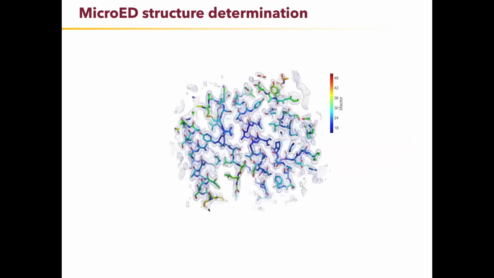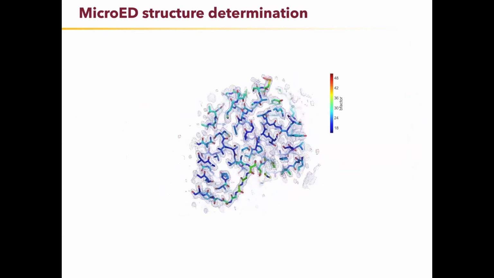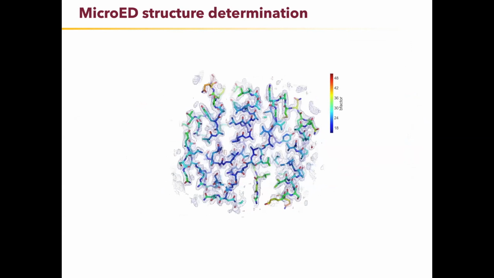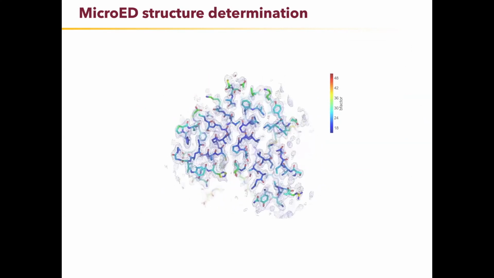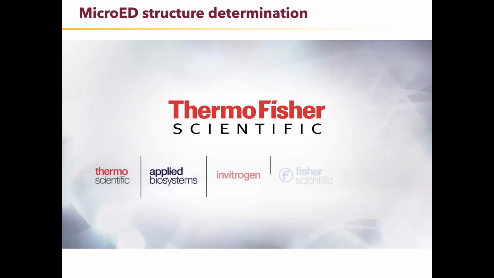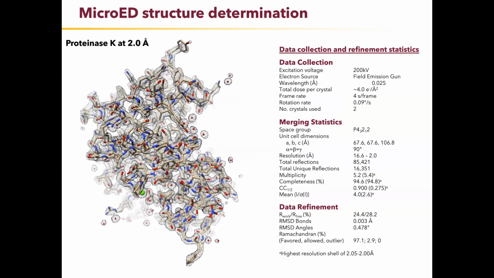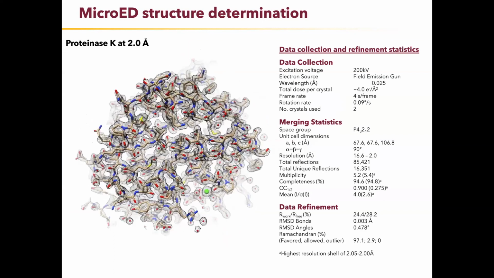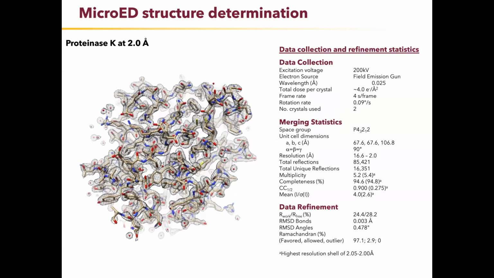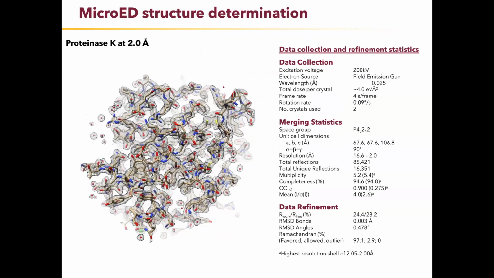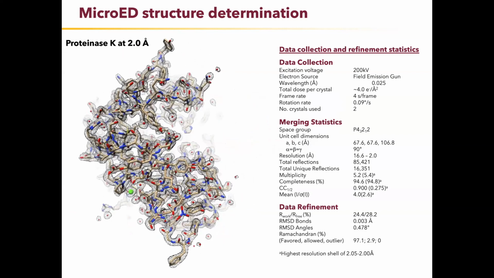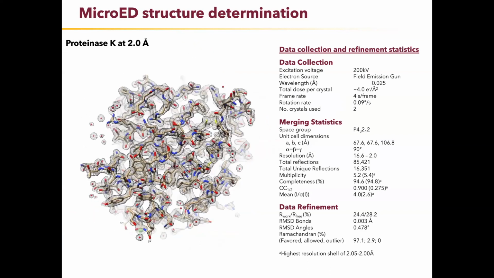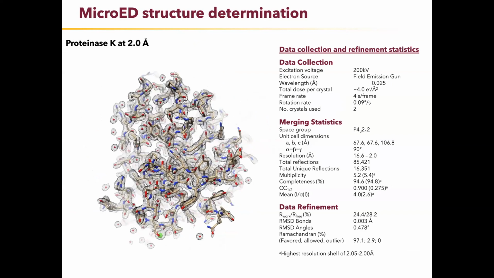Here's an example of a very nice structure that was solved using MicroED. And so you can see the maps and the data look very similar to what you would see from your X-ray crystallography experiment. Just for the crystallographers, we have another structure here with some more statistics. For those who are familiar with these statistics and want to take a look at them, if you look at things like multiplicity, completeness, CC half, all these sorts of things, you can see that they're very high quality and very similar to what you'd expect for X-ray crystallography. So that's a brief rundown on the methodology, how you collect data.